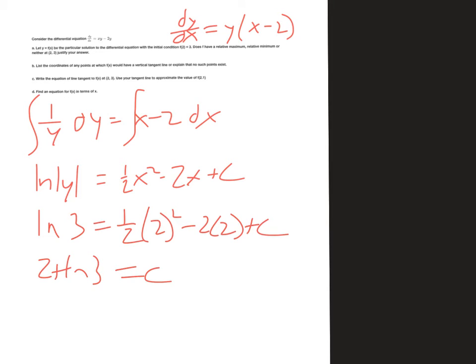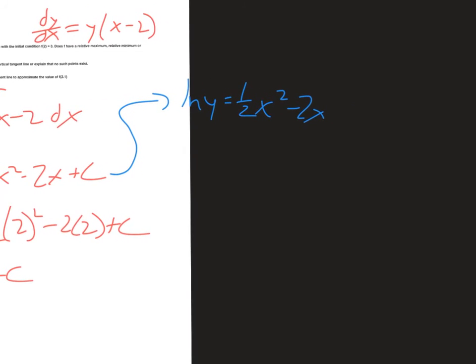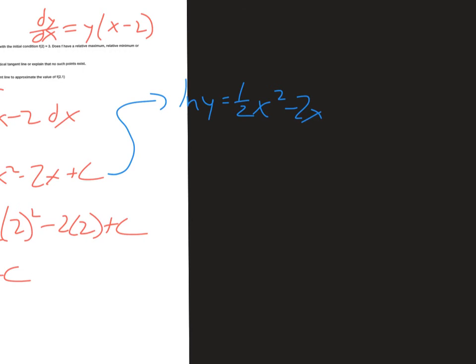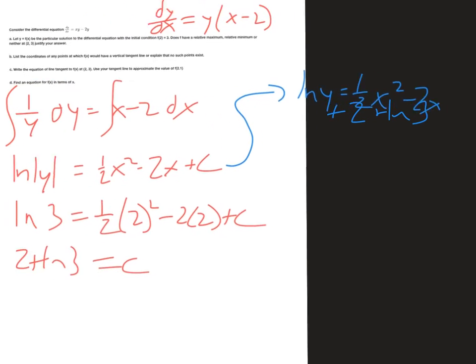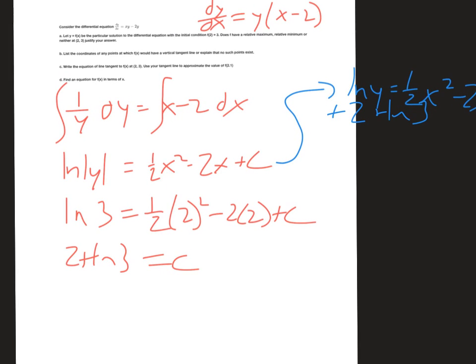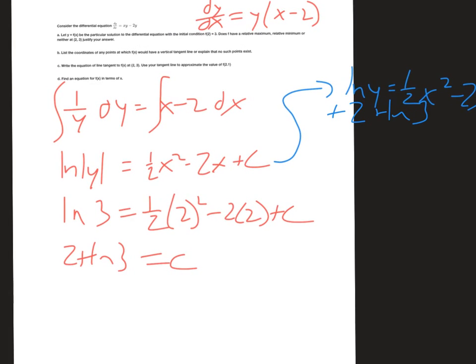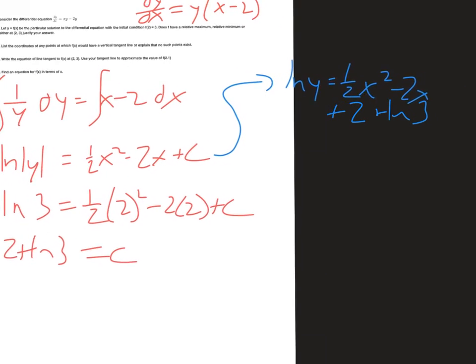I'm going to go ahead and change color. So now that I have that c value, we're now going to say the natural log of y is equal to 1/2 x squared minus 2x. Let's get a little more room. And then plus 2 plus ln of 3. Just taking that c value that we just found and plugging it in for c, keeping everything else the same.